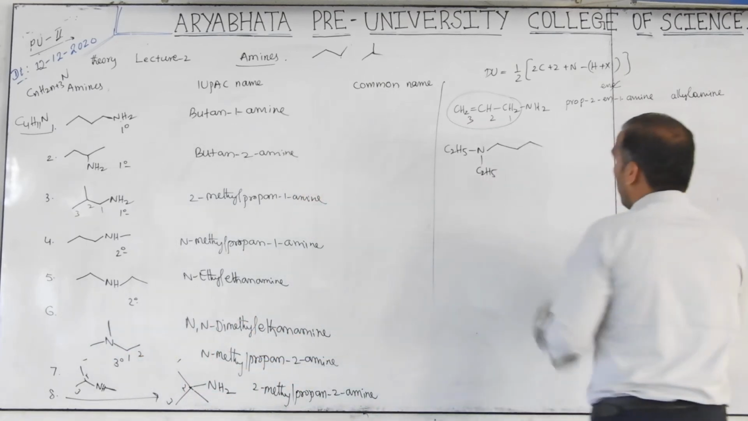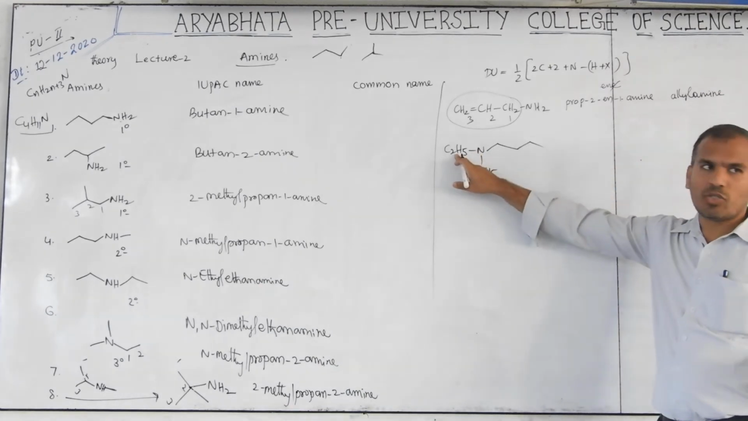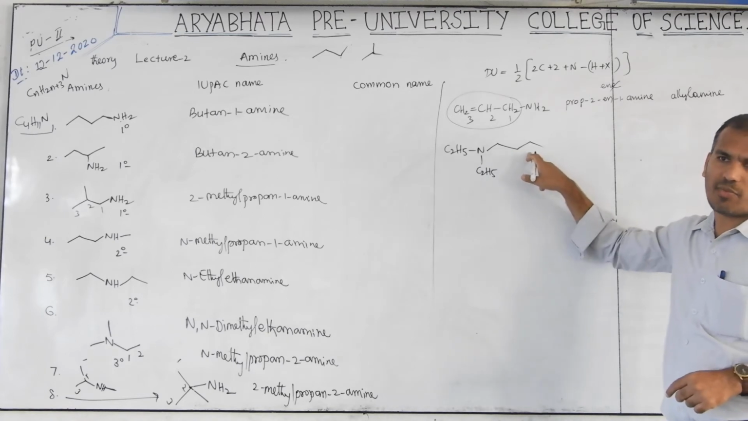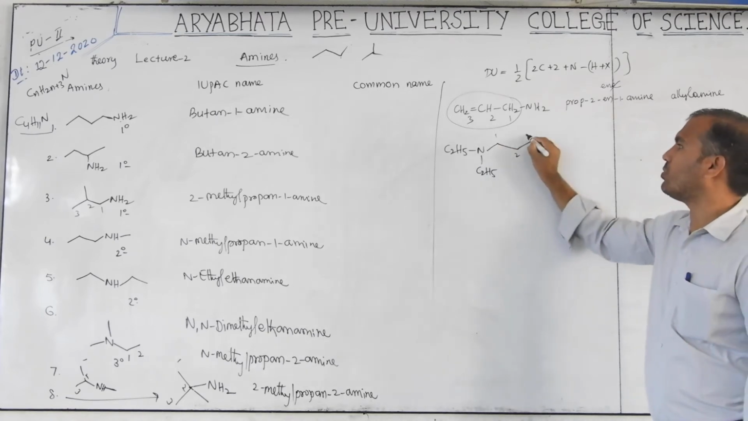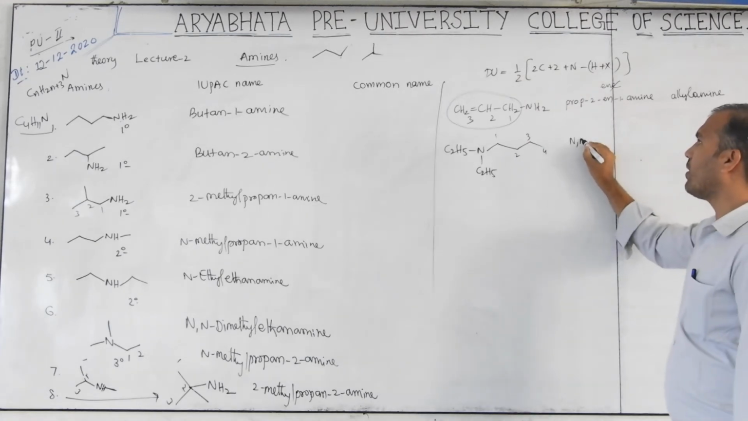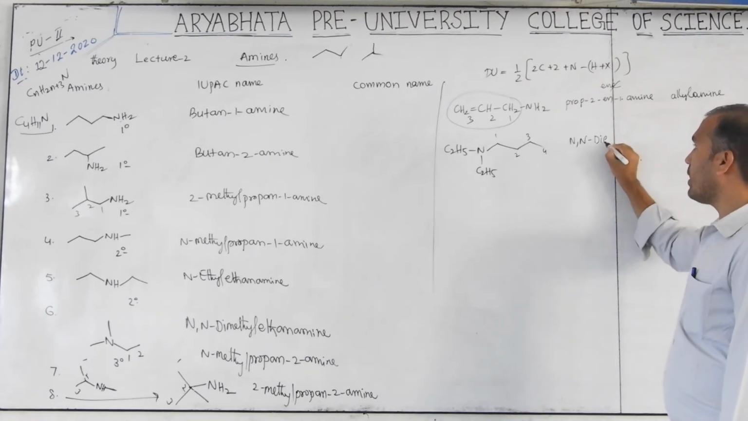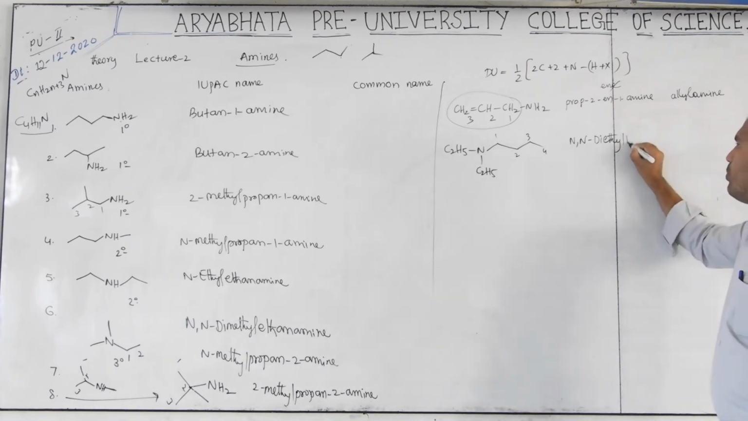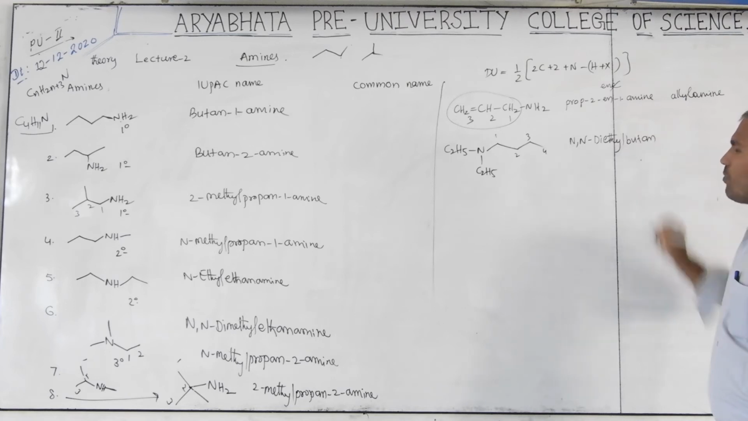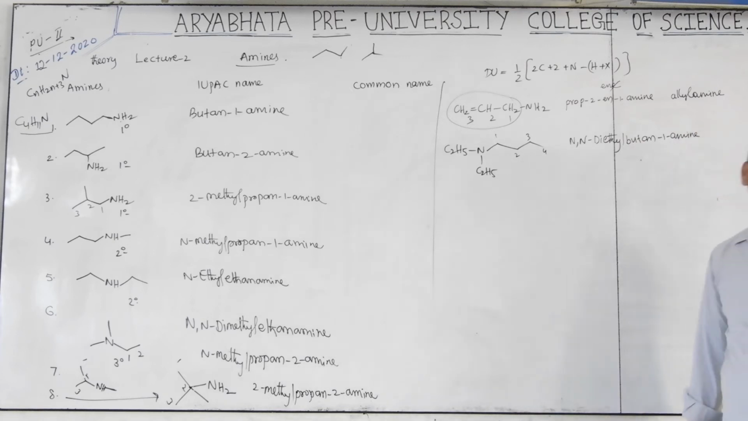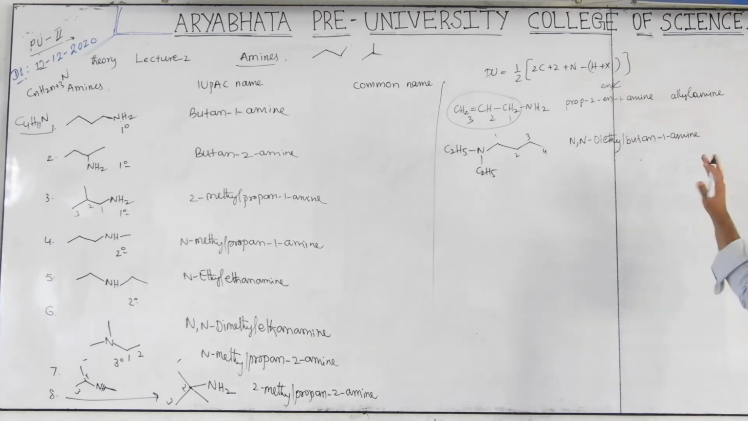For this, what is the name? On nitrogen, ethyl, 2 carbon, here 2 carbon. But here how many carbon? 4 carbon. This is the principal carbon chain. 1, 2, 3, 4. Therefore, N, N-diethyl. Butane, remove E, 1 amine. Because at one position it is present. Clear?